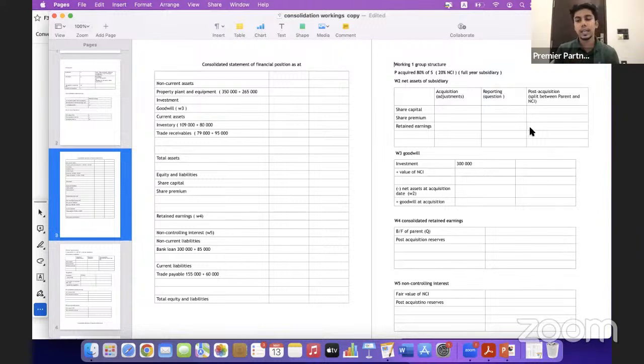Got it? Last one, post-acquisition. What is post-acquisition? The difference between this one and this one is what we call post-acquisition. Let me teach you guys how to mark the numbers. So again, now you know how to focus on this.